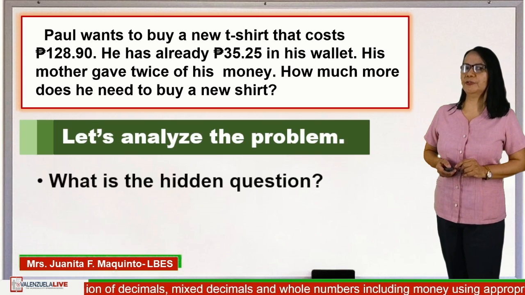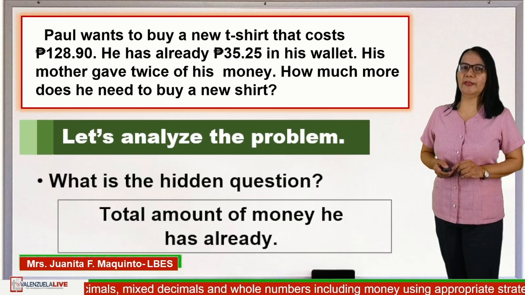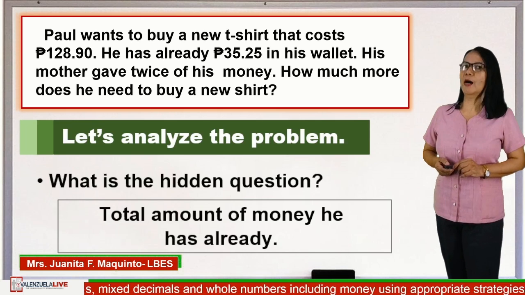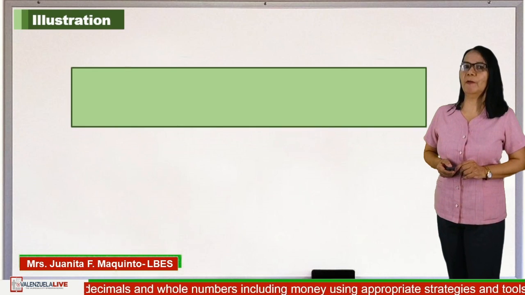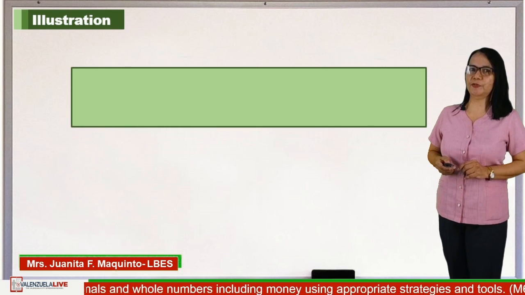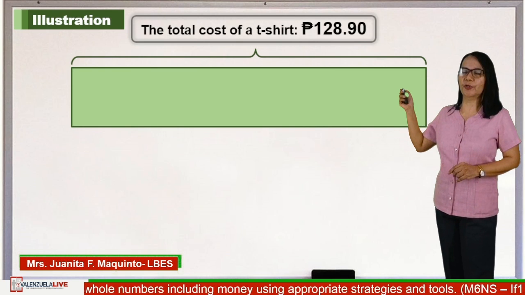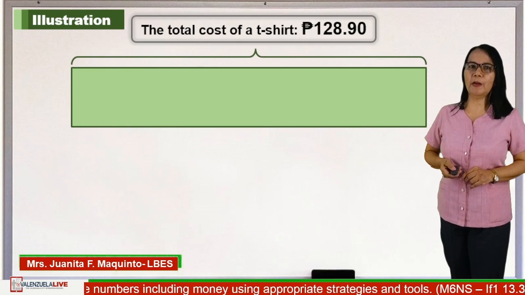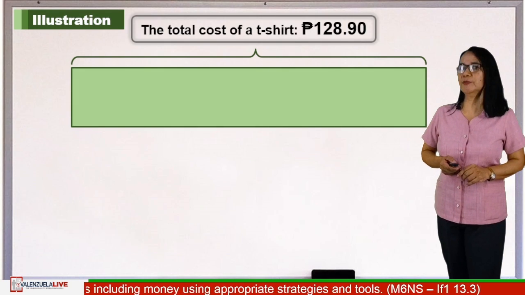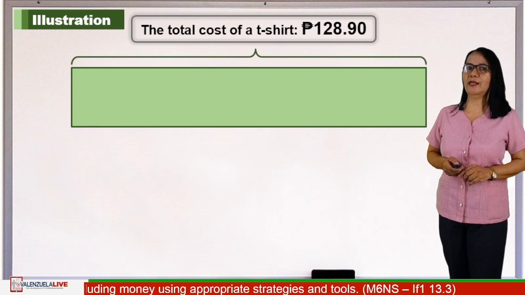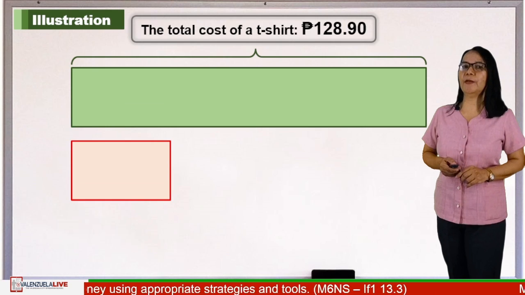What is the hidden question? The total amount of money he had already. Now, for better understanding, we can use strips or blocks to illustrate the given information. In this representation, the whole block represents the cost of a t-shirt, which is 128 pesos and 90 centavos. The block is divided into three parts.